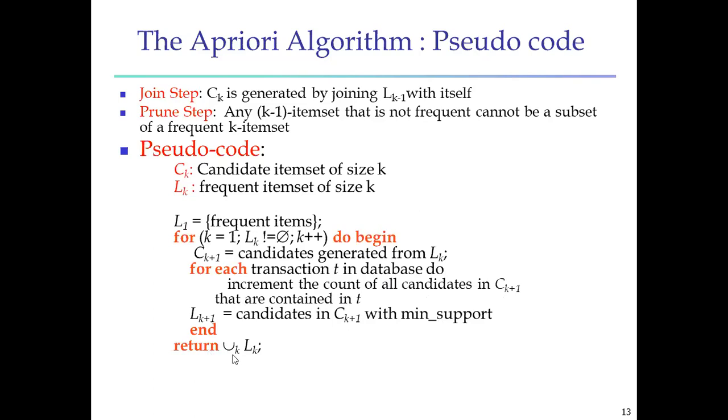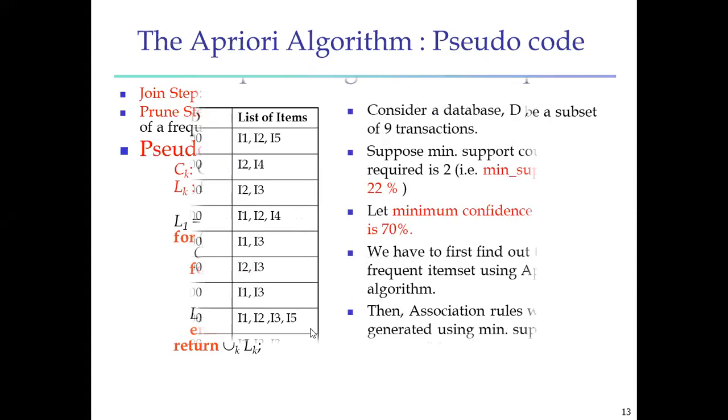We return this Lk, that is the union of Lk for all atoms. So we execute this until Lk is empty. When it becomes empty, then we come out of this loop. Now we'll go through this understanding by an example.